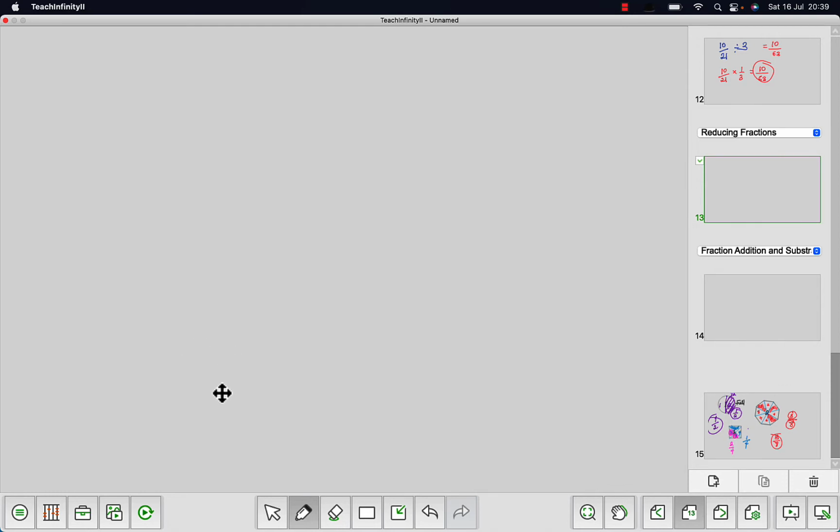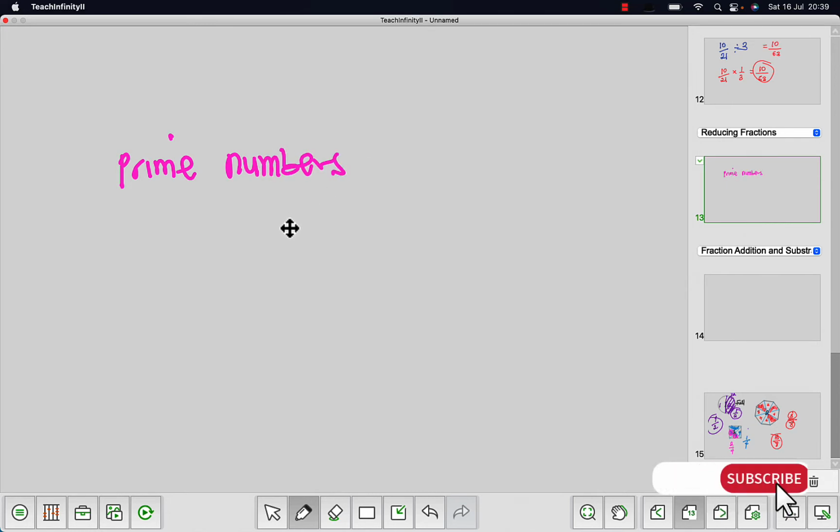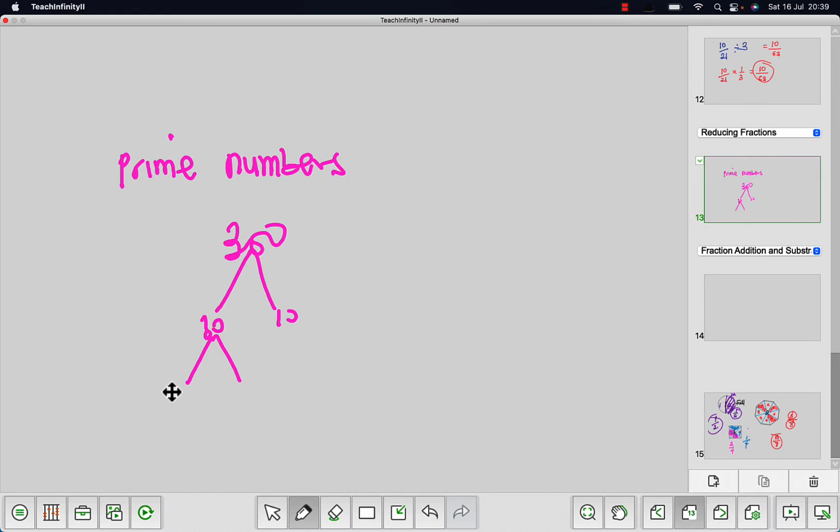Prime numbers are very important, and we say that prime numbers are the building blocks of every number. Every big number that you see here is based on particular factors, which will eventually lead you down to prime numbers. So 300 is the same as 30 and 10. 30 is the same as 3 and 10. 10 is the same as 2 and 5.